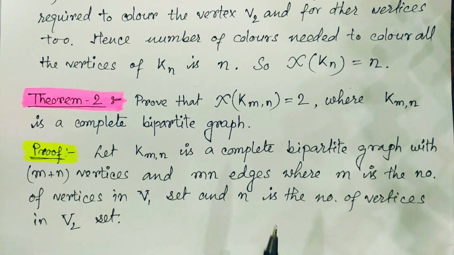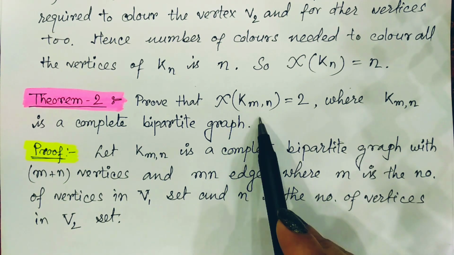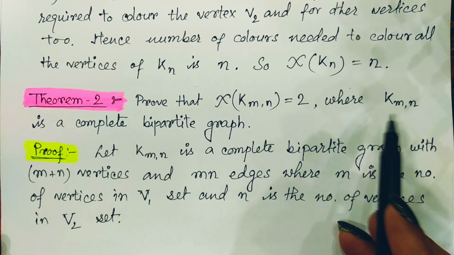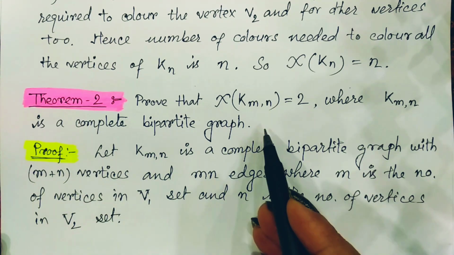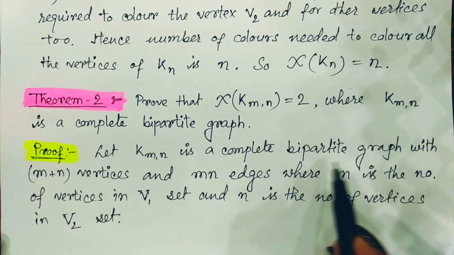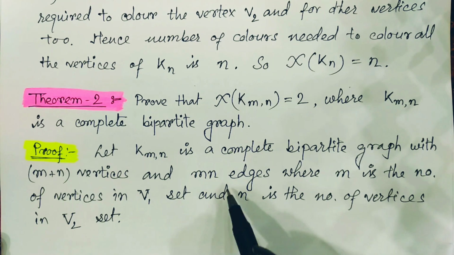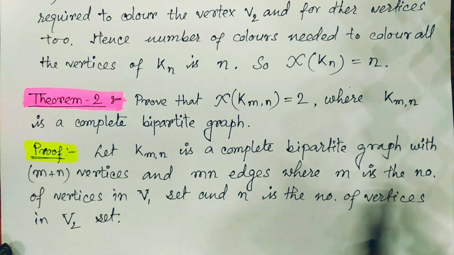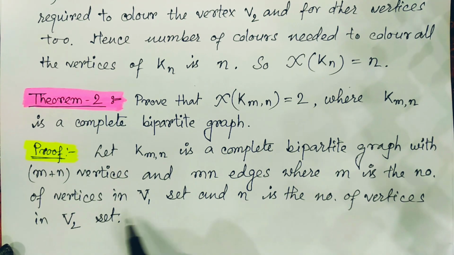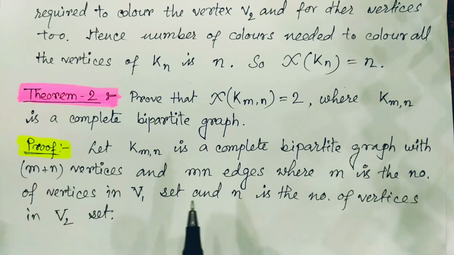Now, the second theorem. The second theorem is: prove that the chromatic number of Kmn is equal to 2, where Kmn is a complete bipartite graph. So, let Kmn be a complete bipartite graph with m plus n vertices and m times n edges, where m is the number of vertices in the V1 set and n is the number of vertices in the V2 set.